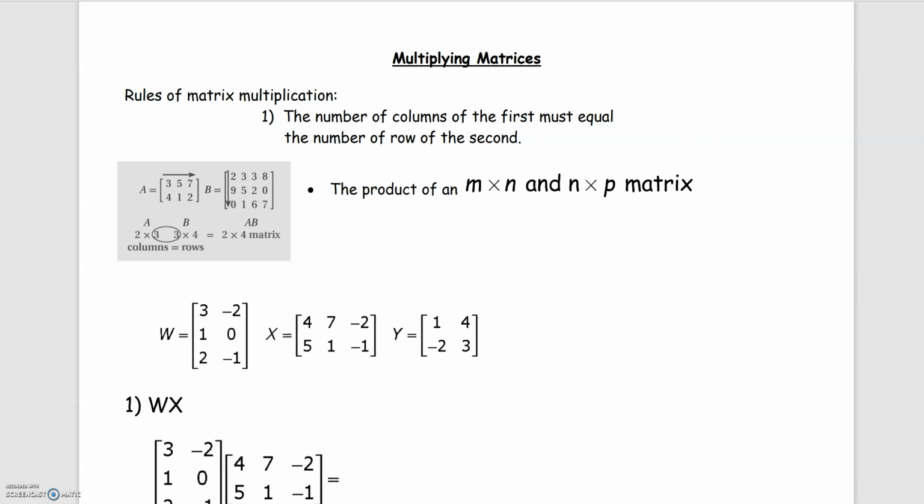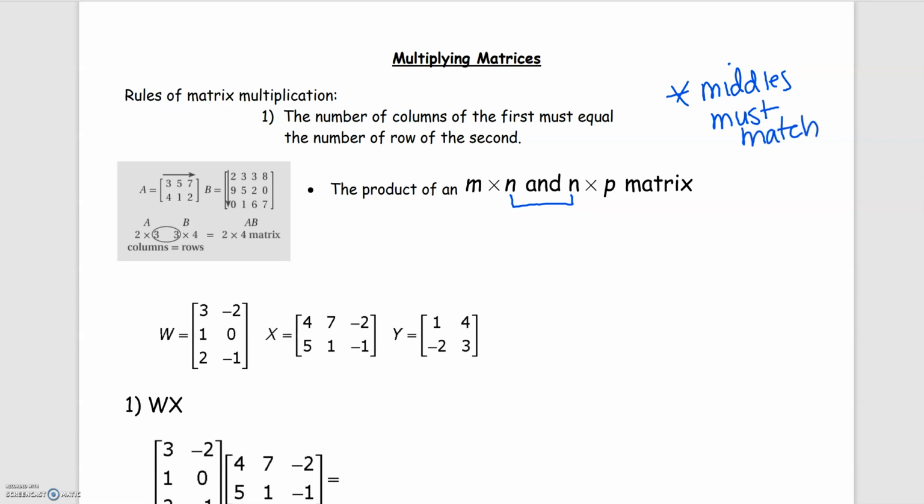All right, so in this video, we're going to take a look at how to multiply matrices. In order to do that, the number of columns matters. The number of columns of the first must equal the number of rows of the second. So these must be the same in order. The middles must match.